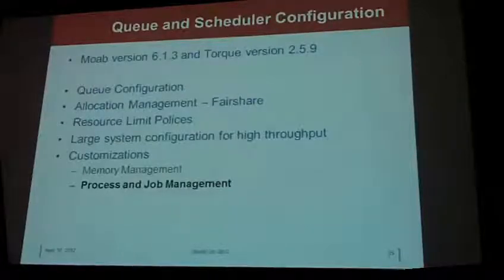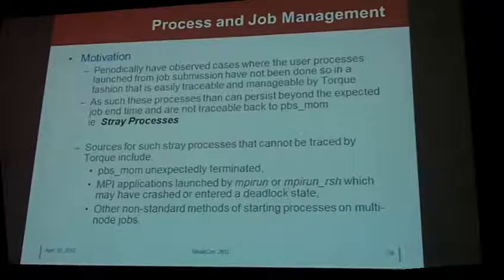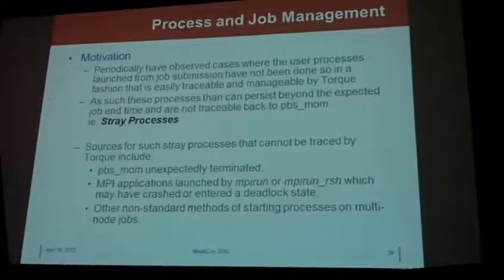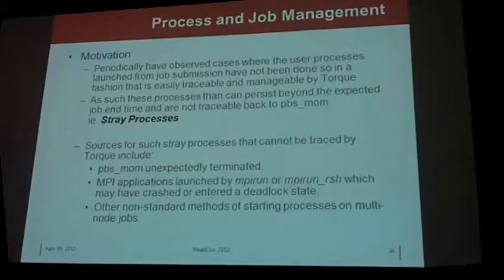And the last one to really mention is the process and job management. Now, for this one, we've observed periodically, and I'm sure pretty much everyone else has in their systems, there's cases where the user processes themselves are launched, and they're dispatched to the nodes, but they're not necessarily done so in a way that's easily traceable and manageable by Torque, for example. And then they can end up actually running beyond the expected or known lifetime of the job within the system. So a stray process, basically, something that can't be tracked by PBS-MOM.